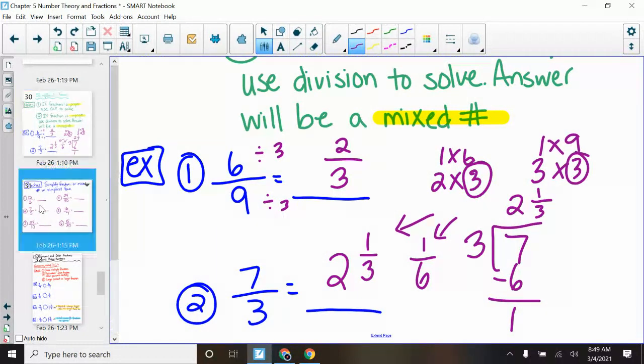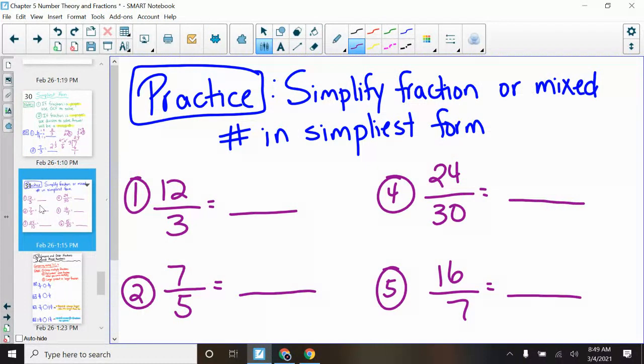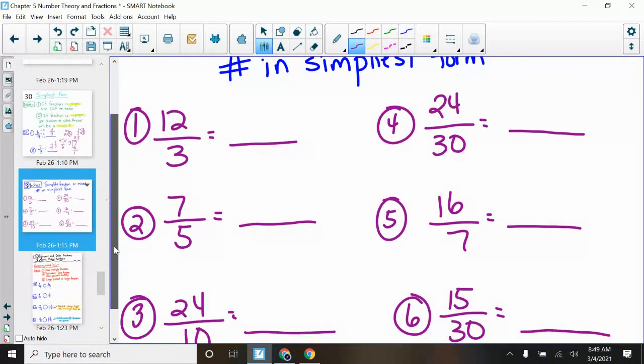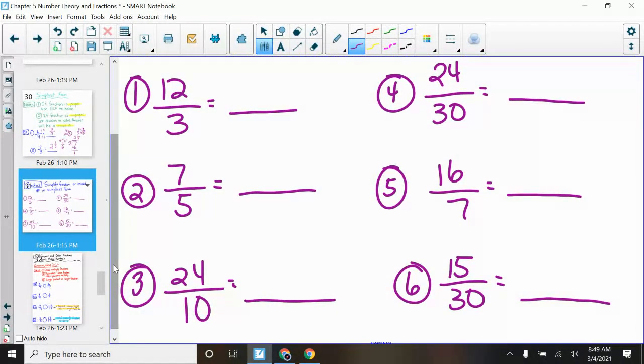So let's jump to our practice page. I see 4 problems here. I want you to work these. Wait a minute, my numbers are not matching up. We're missing some. Hang on. There we go. Okay, I see 6 problems. I want you to work these 6 problems and give me the fraction or the mixed number in simplest form. All of them.